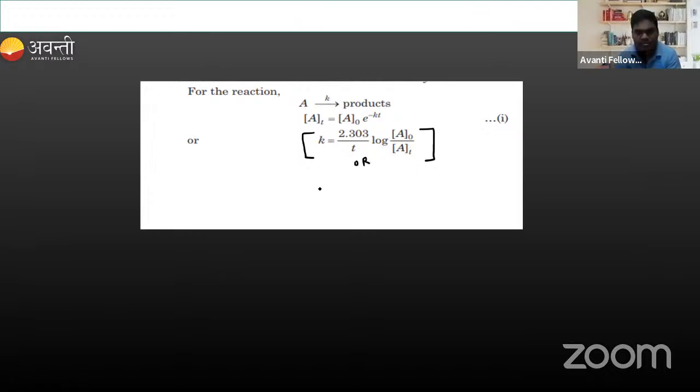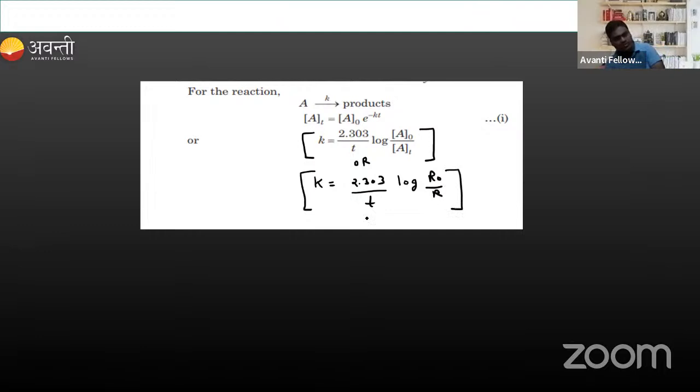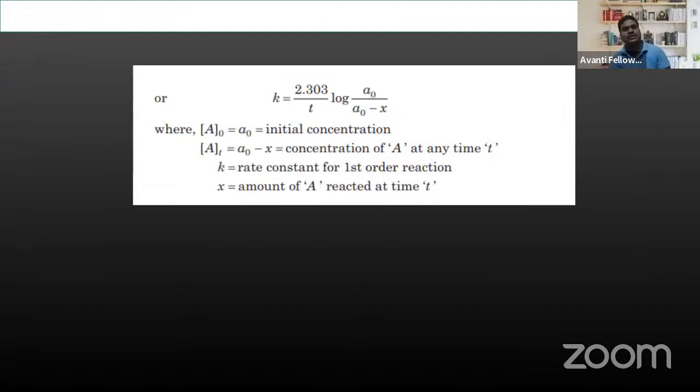Some can also remember the formula like k = (2.303/t) log(a₀/a), where a₀ and a are both... a₀ is the initial concentration of the reactant, and a is the concentration at the given time. Okay, so this is how you will remember it for the first order. For the first order, you need to remember the formula 2.303/t log a₀/a.